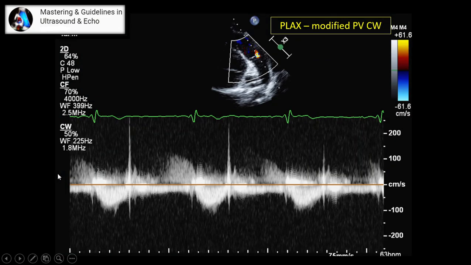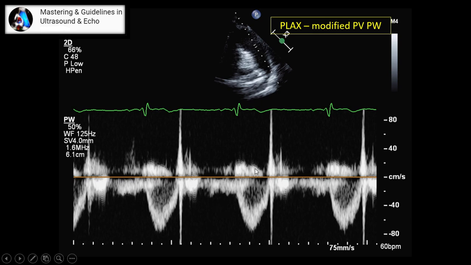insufficiency jet. Then we put the cursor, and if we have a clear envelope for PI, then we measure end diastolic and peak diastolic of the jet. After that, we put pulse wave at the level of the pulmonary valve, and if there is any reason to suspect pulmonary hypertension, we measure acceleration time at the beginning and peak of that, and the time from the beginning to the peak will be the acceleration time.